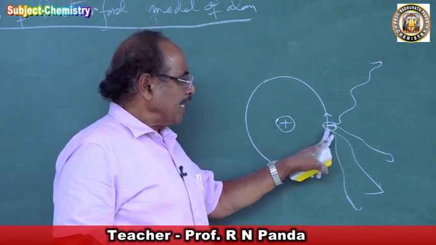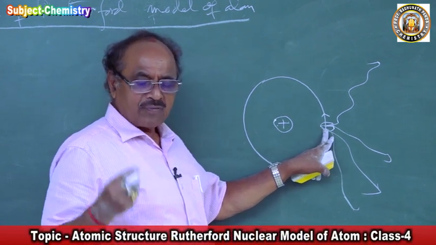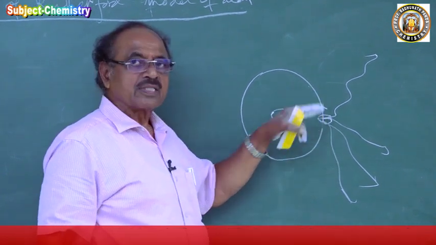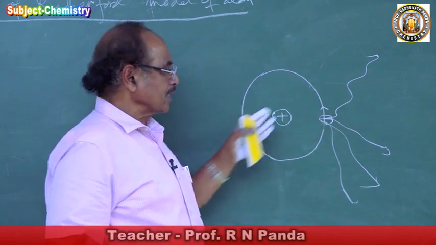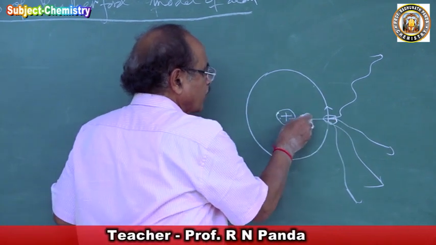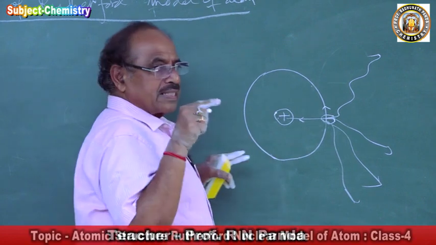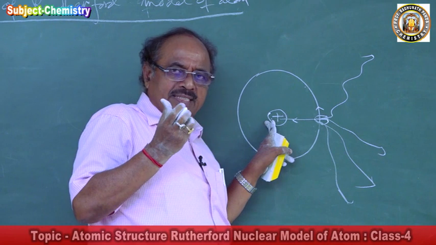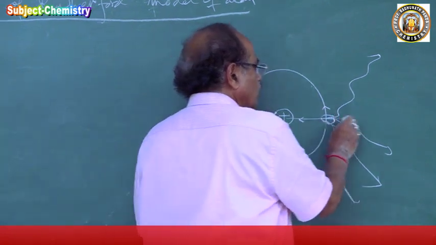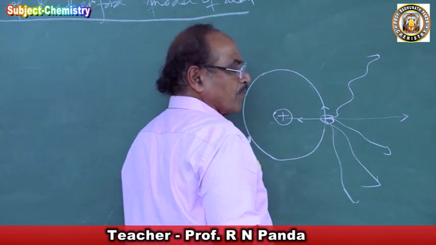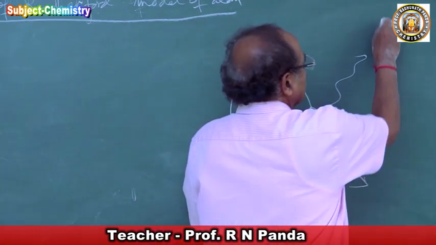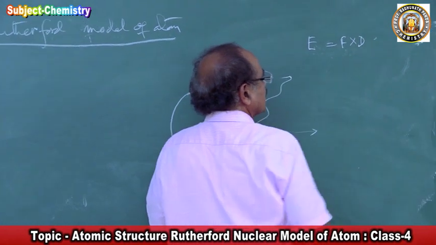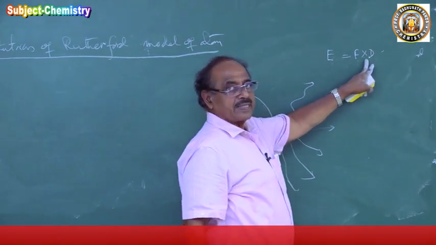So then the energy of the electron will steadily decrease. From this point to this point, its energy will decrease, then decrease. There is always a force of attraction toward the center. The nucleus is pulling the electron towards it, and the electron has an outward centrifugal force. So what is the energy? The energy is equal to force into displacement.